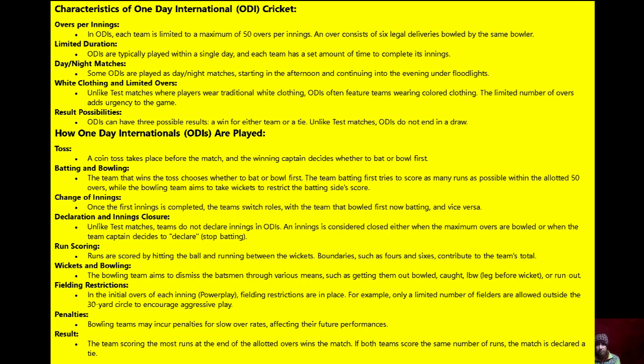Next point, power plays. The initial overs of each innings include power plays during which fielding restrictions are in place. For example, only a limited number of fielders are allowed outside the 30-yard circle, encouraging aggressive play.